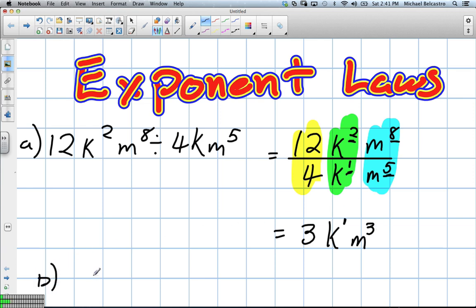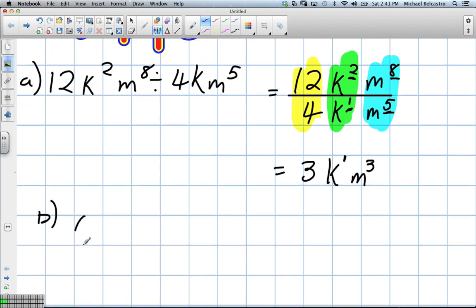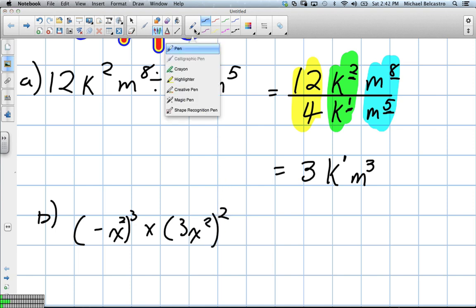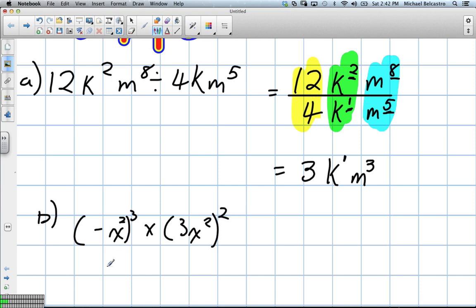So that's it. That's the answer. The second question they gave you, here's another one. Negative x, I'm going to do the third one actually. Negative x squared, and then cubed on the outside, multiplied by 3x squared squared. Okay, this one can be a little confusing too. First off, we have a power of a power. So instead of working with what we have here, I'm going to deal with those powers of a power first.